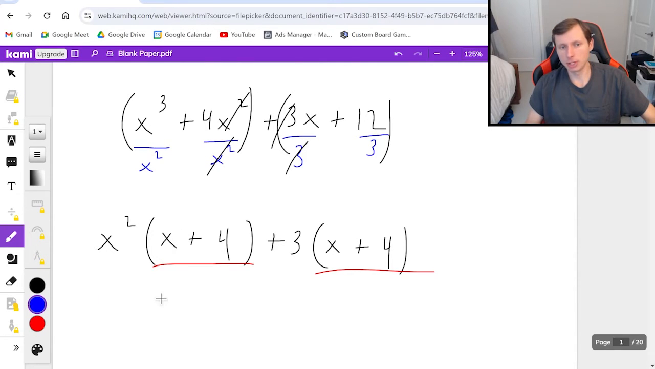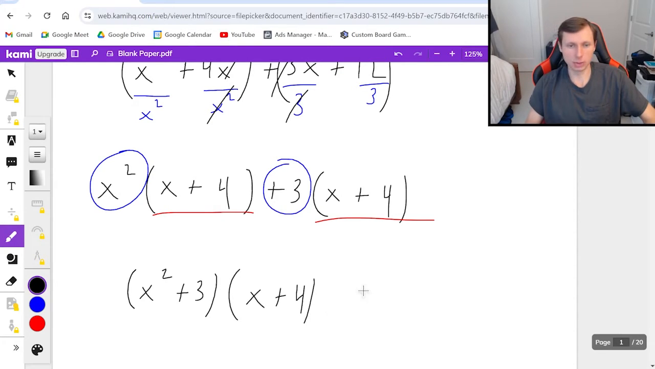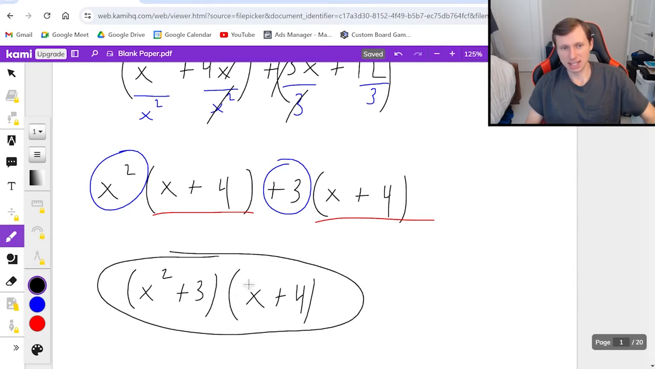And so then here's what I'm going to do. I have x plus 4 underlined. I'm now going to circle the x squared and the plus 3. And my final answer will look kind of funny if you've never seen this before, but it's x squared plus 3 times one of the x plus 4s. I don't care which one, just choose one of them. It's the same thing. And so this is my answer.